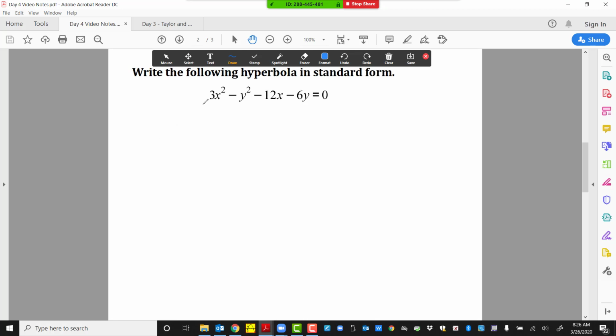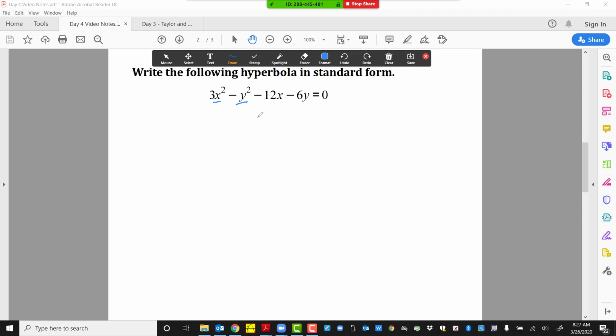The main difference to start these is we want to look for which one of the squared variables has a minus in front of it. In this case, y has the minus in front of it. So when we go to rearrange, we make sure the one without the minus goes first. But let's make sure we check everything else first.